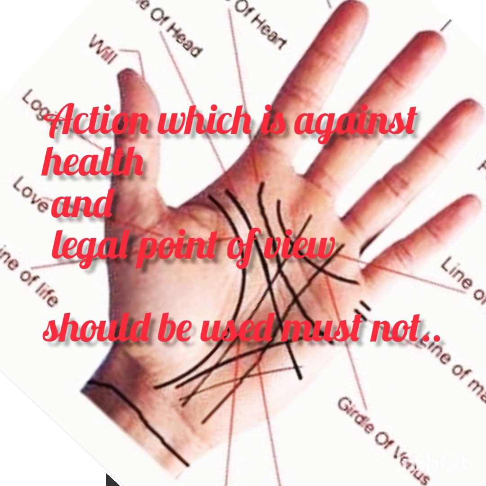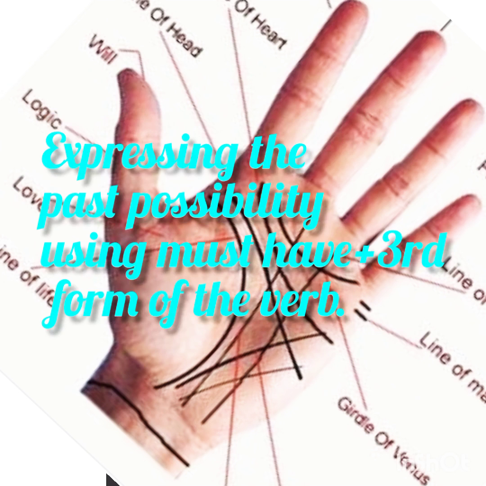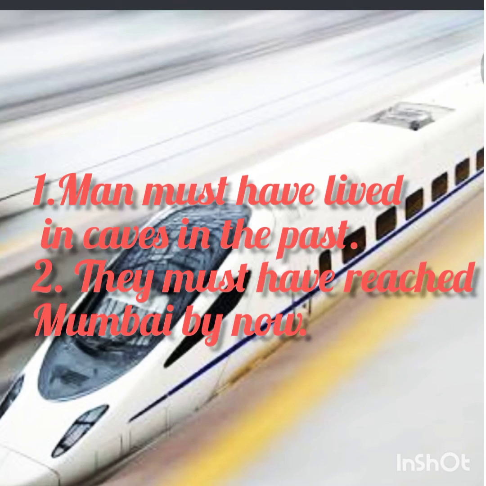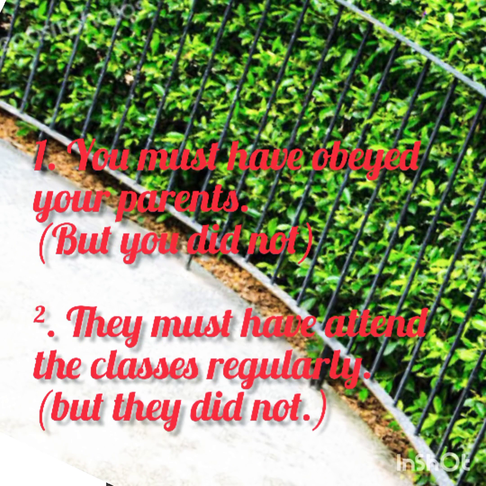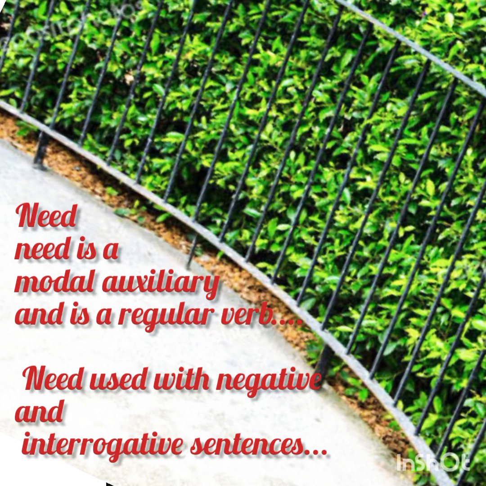For past possibilities, we use must have plus the third form of the verb, like man must have lived in caves in the past, and they must have reached Mumbai by now. Using must have plus third form of the verb is also for such work which actually जो हुआ नहीं है, होना चाहिए था. You must have obeyed your parents but you did not, and they must have attended the classes regularly but they didn't.